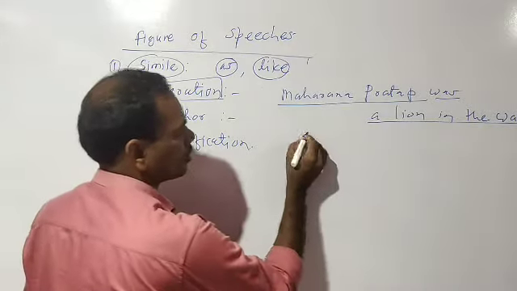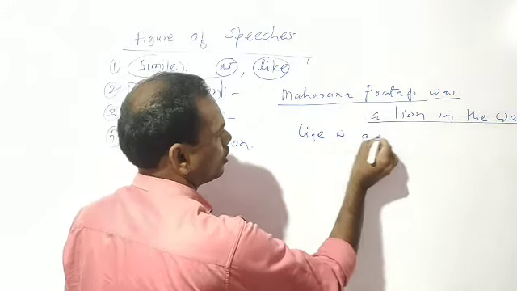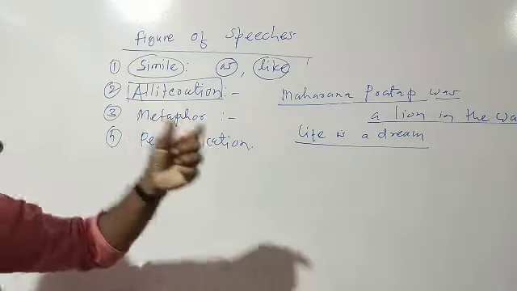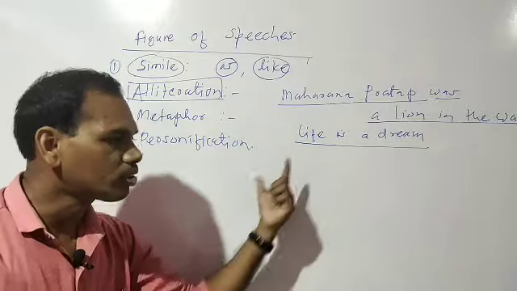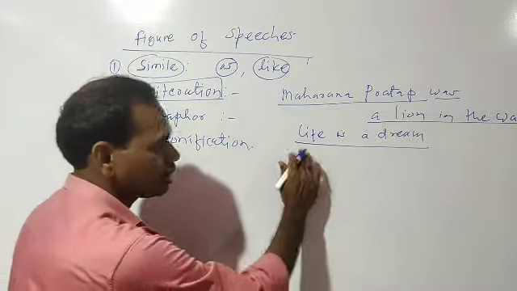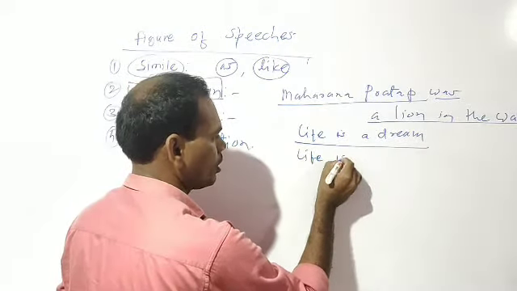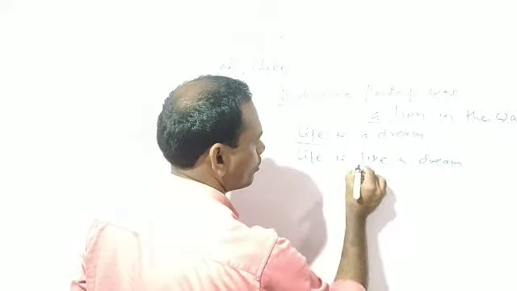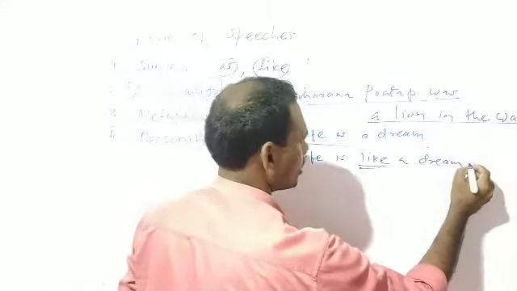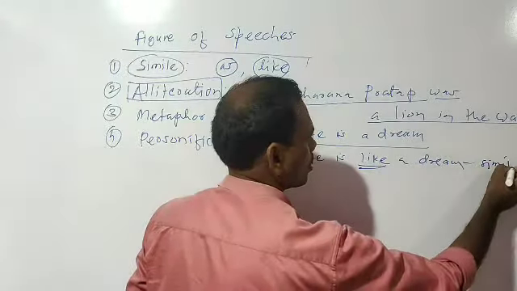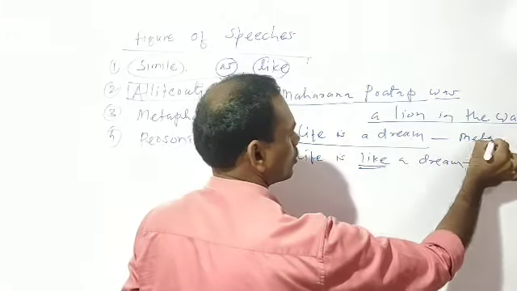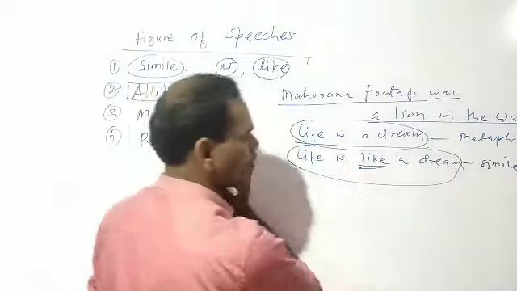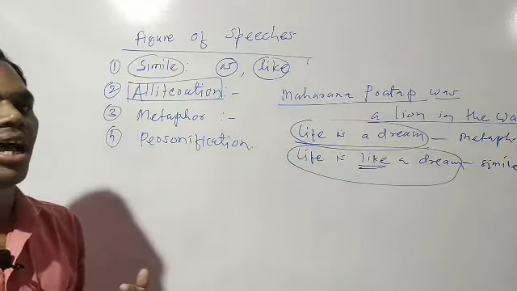Or, life is a dream. See another example: life is a dream. Here life and dream are not two but one thing. For example, life is like a dream. The word like is used here. Life is like a dream: this is simile. And life is a dream: of course, metaphor. Here we find direct comparison. There we find comparison by using the word like or as, right?